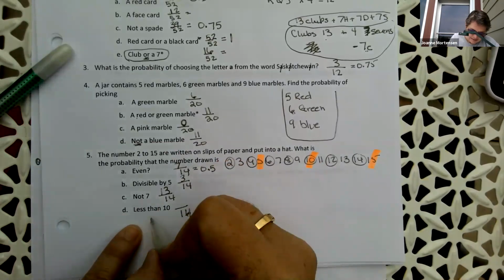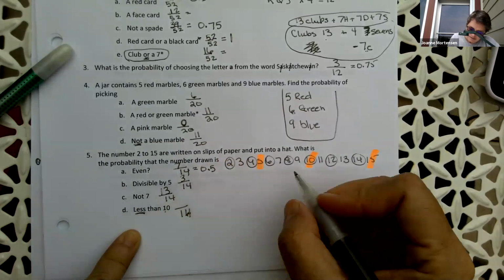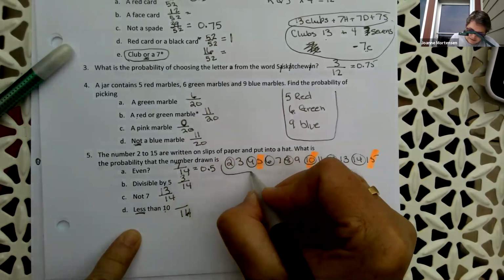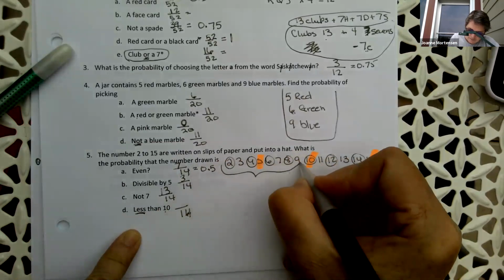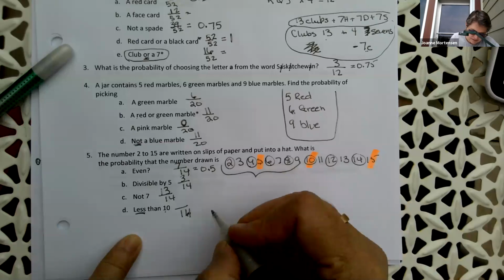Now we need less than 10. So we don't include 10. So we want this part. So 1, 2, 3, 4, 5, 6, 7, 8.